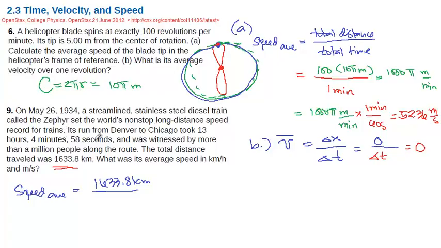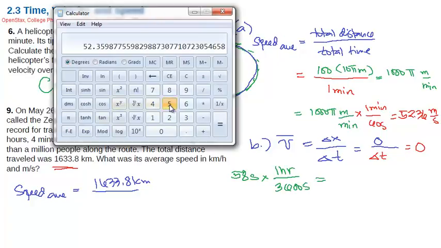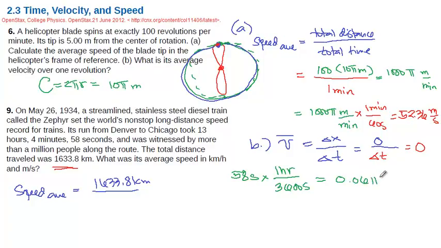But the crucial thing in this problem is that we should know how to handle time units. In this case, time is given in terms of hours, minutes, and seconds. So the good thing to do is convert everything to hours. What we have here is 58 seconds. We need to convert that to hours using the conversion: 1 hour is 3,600 seconds. So 58 divided by 3,600 will be 0.06111 hours.